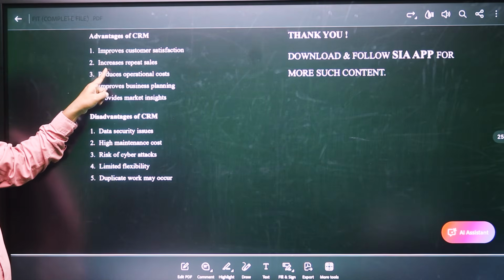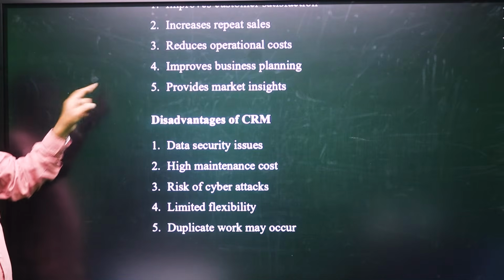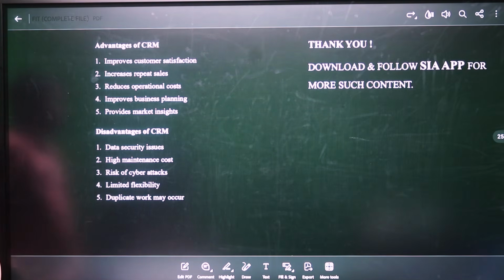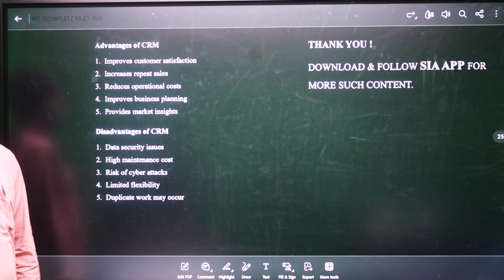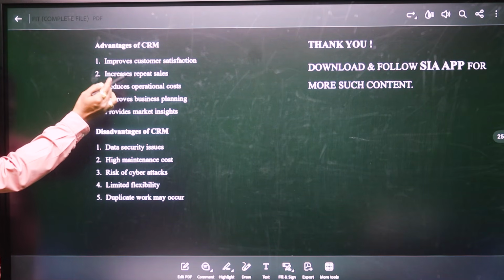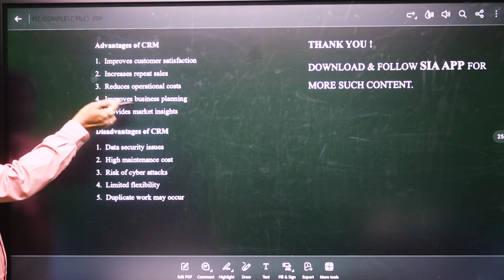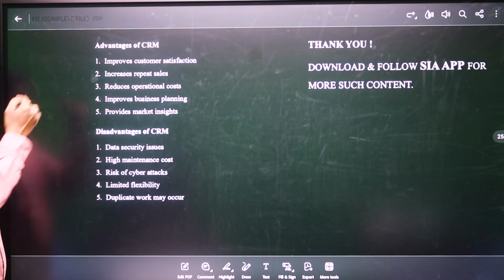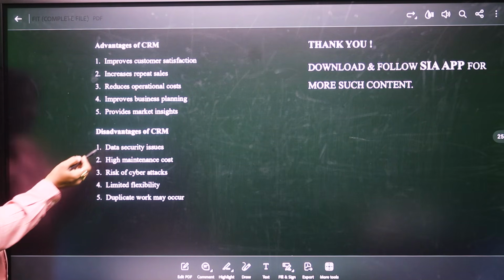Customer satisfaction increases the repeat sales. It improves the business planning. It provides marketing insights. As I said, customer retained, sales increased. Sales increased, your business planning and your marketing insights will be increased.